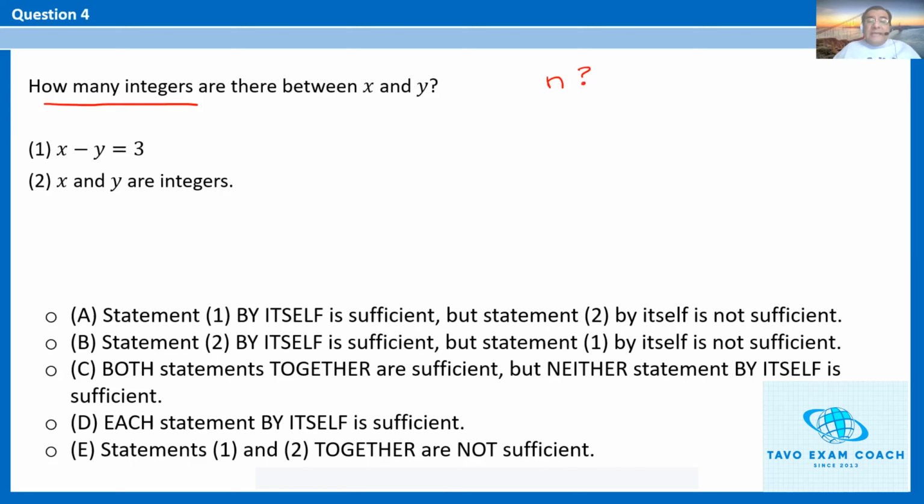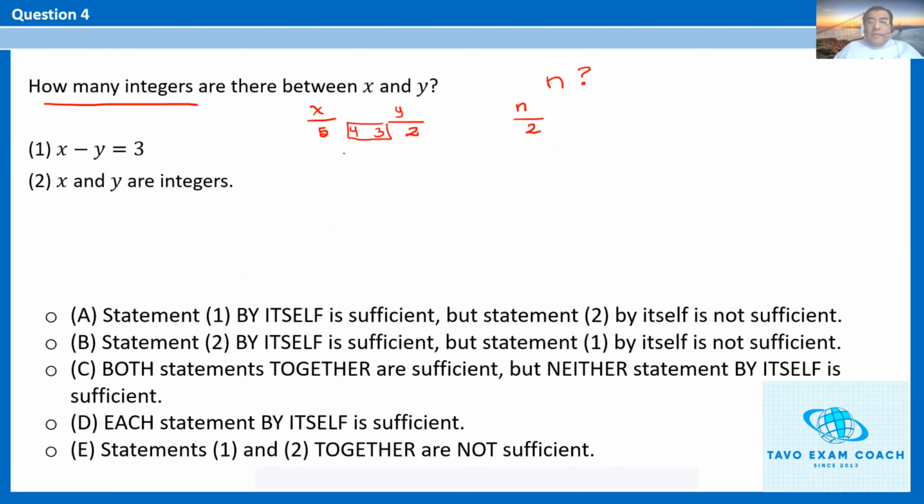So statement 1 says the difference of x and y equals 3. If you just handle two numbers whose difference is 3, what results can you obtain for n? That is the count of integers between them. Okay, let's try a few values to see what happens. Say, for example, that you pick integers 5 and 2, whose difference is obviously 3. How many integers between them? Well, 4 and 3. So this represents a count of 2 integers between 5 and 2.